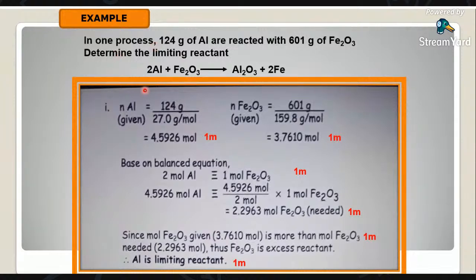Aluminium is the boss. Why is aluminium the boss? Because since aluminium is the limiting reactant, it will limit the amount of the product formed, and it will also determine the amount of excess reactant that will react. So that's why the limiting reactant is always the boss. Okay, remember.